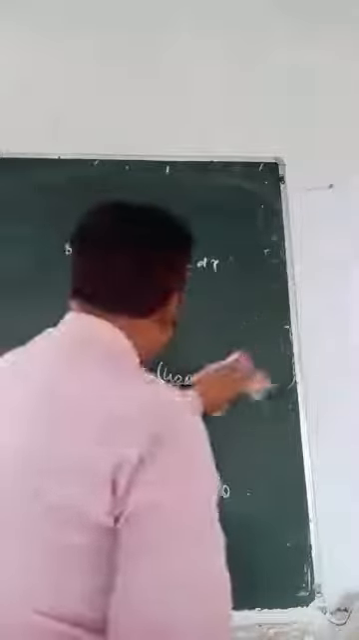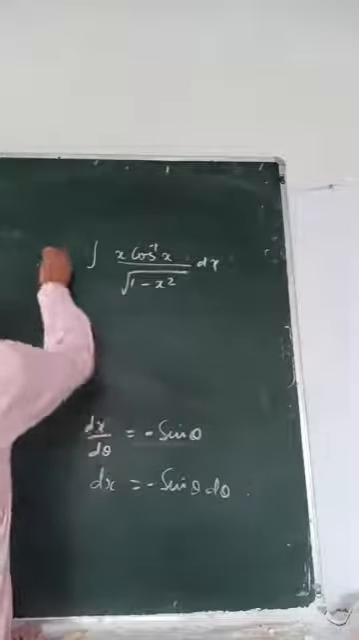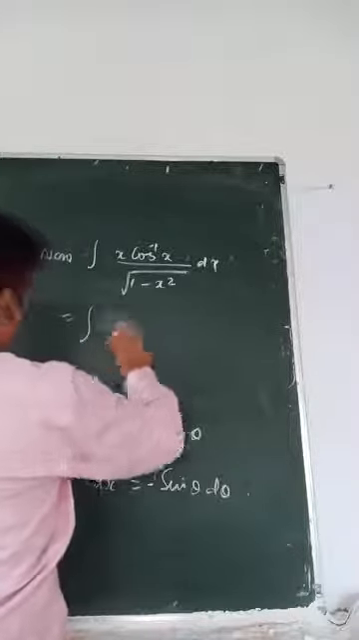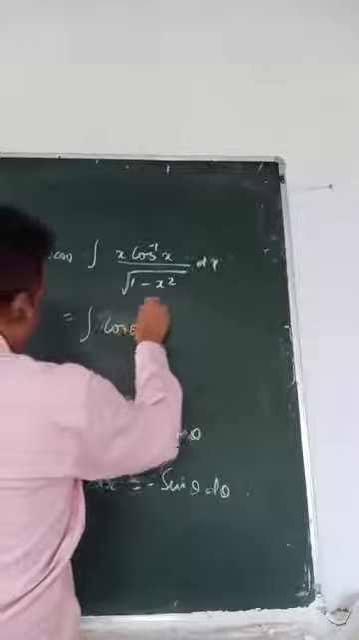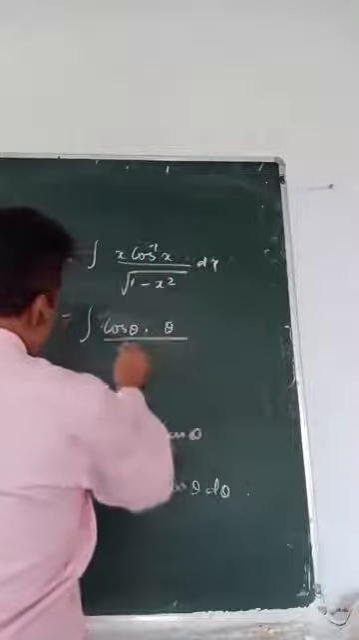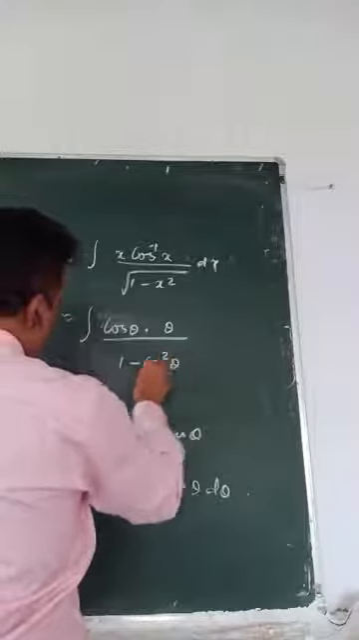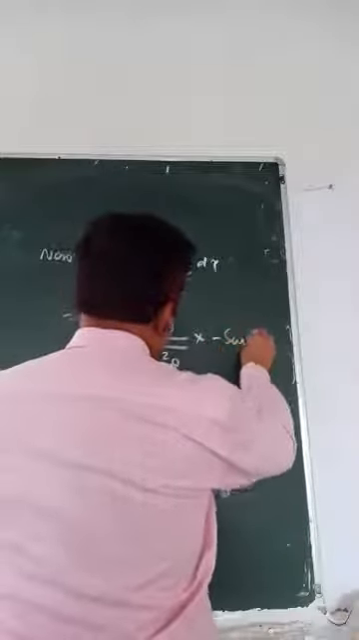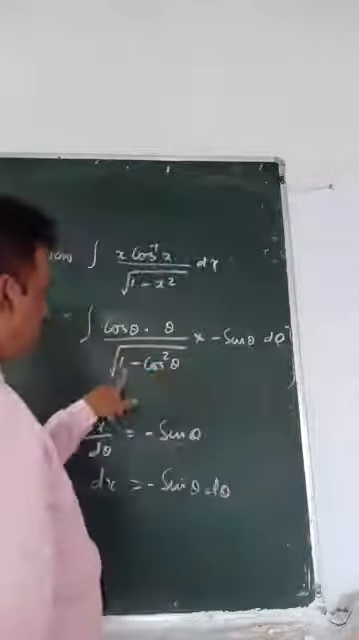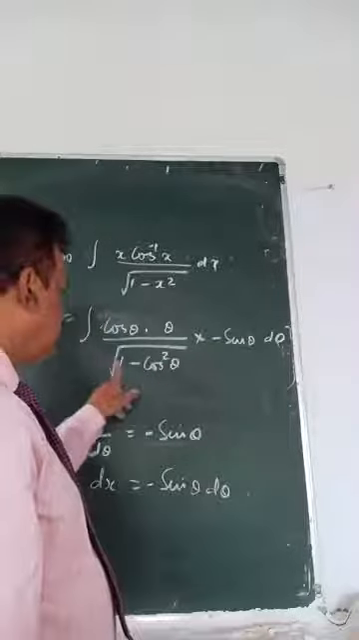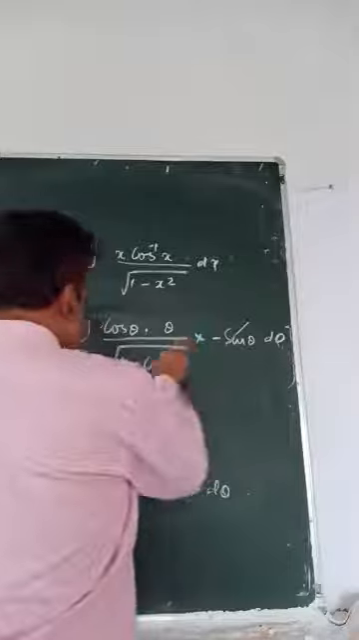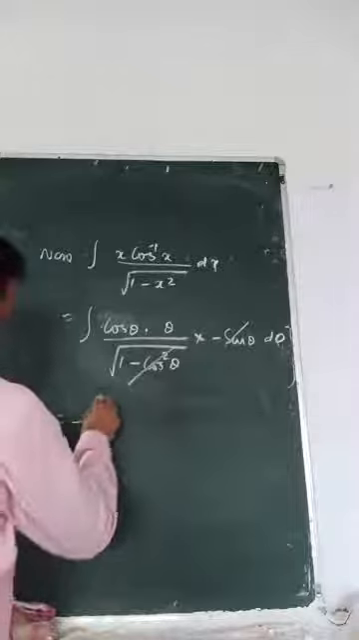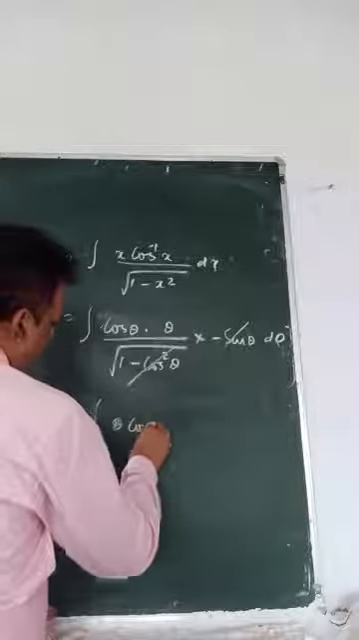So now x is cos theta. This is theta by root 1 minus cos square theta into minus sin theta d theta. Same thing again. 1 minus cos square theta is sin square theta, root over is sin theta. So this is also cancelled. So finally what are you getting? Minus is outside, theta cos theta.